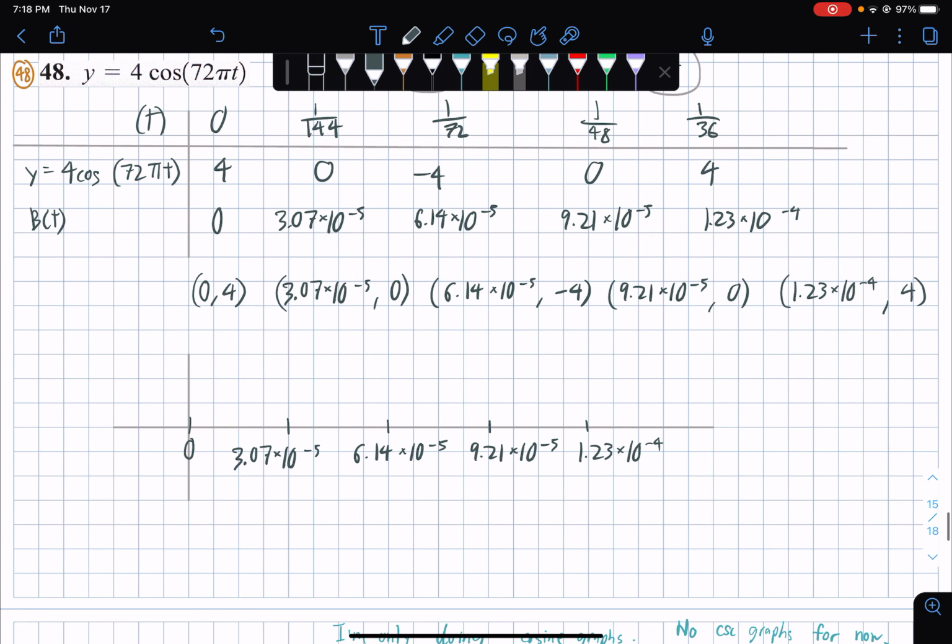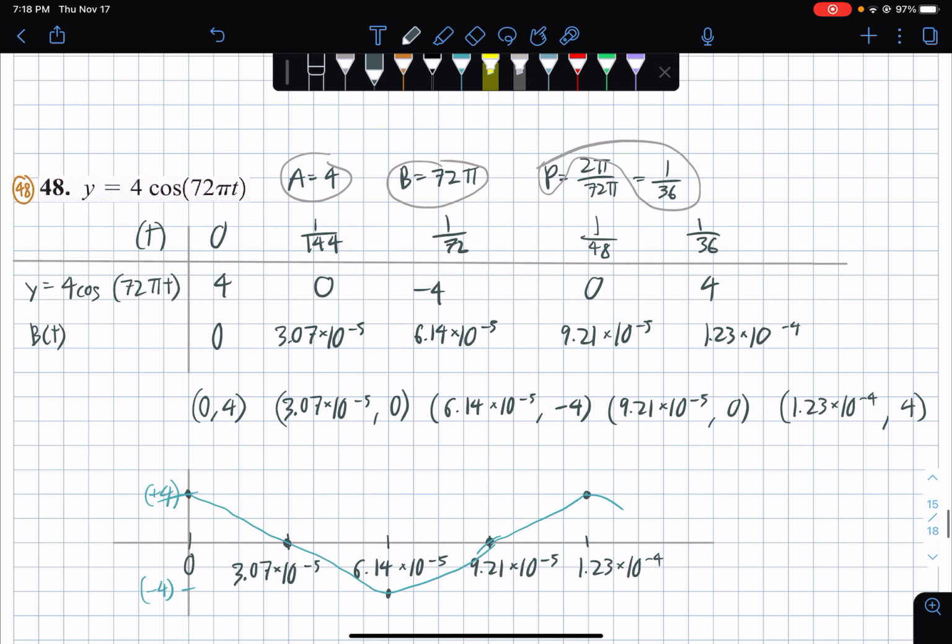So right now we have the amplitude 4, so we have here, there. We jot down the dots, and we get this kind of illustration.